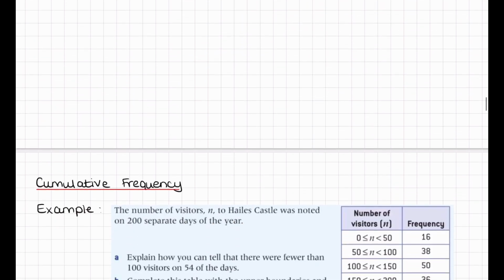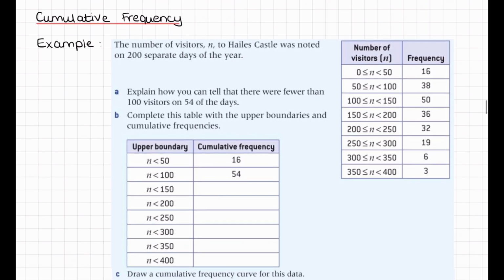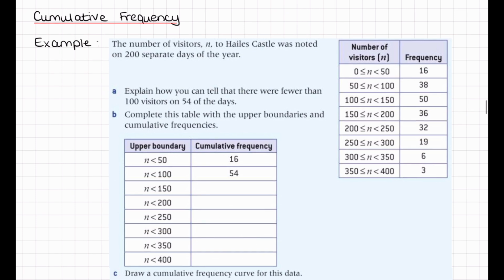Now we're going to go on to cumulative frequency and straight into an example. This is quite a big example. The number of visitors to Hales Castle was noted on 200 separate days of the year. We've got the table there. Explain how you can tell that there were fewer than 100 visitors on 54 of the days.